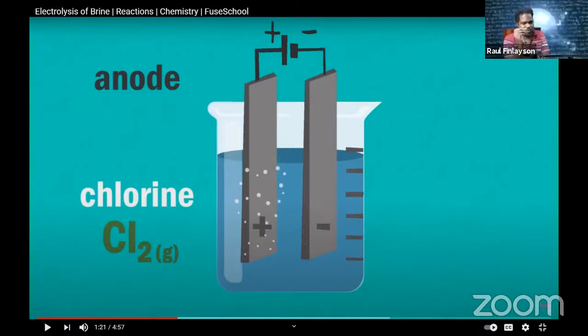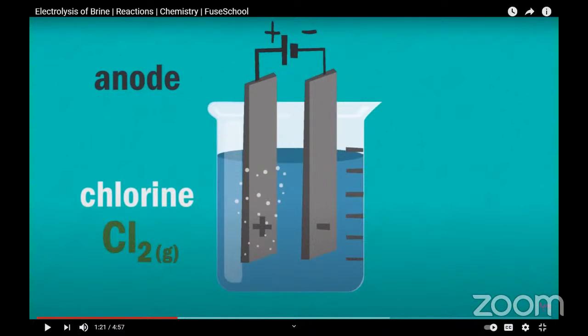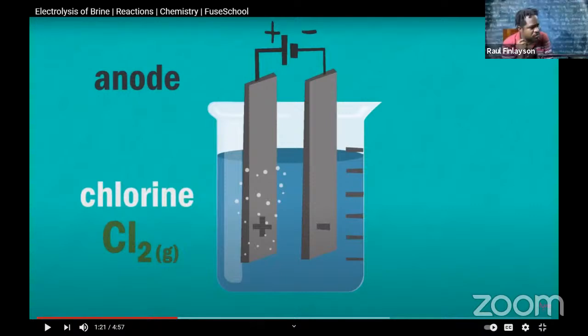The chlorine will go to the anode because chlorine is from the chloride anion. Anions go to the anode. That's how you reason it out. All right, so there you go.